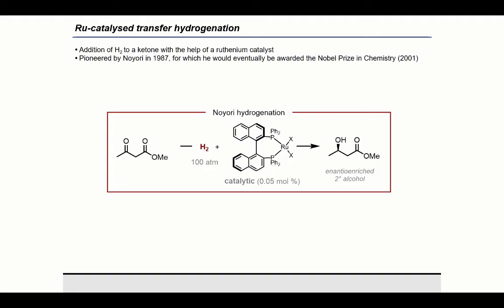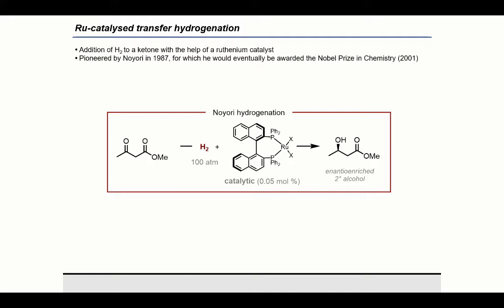Another important approach to catalytic carbonyl reduction is the Noyori hydrogenation. In the Noyori hydrogenation, a ruthenium catalyst bearing a chiral ligand is used to activate gaseous hydrogen for its addition across the carbon-oxygen double bond of a ketone. It has been shown to have the benefit of low catalyst loading, which is important when using a precious metal, and it's been shown to work well on large scale.